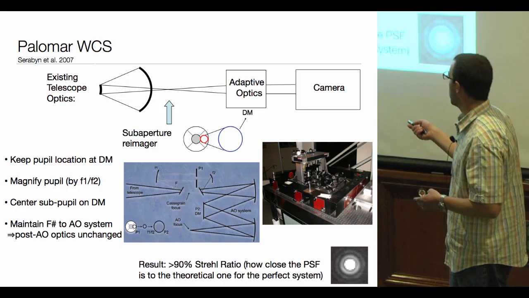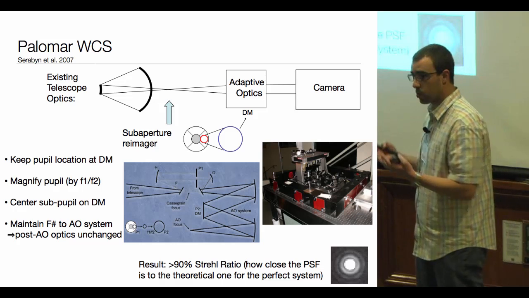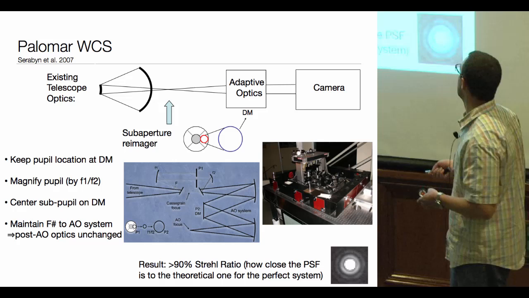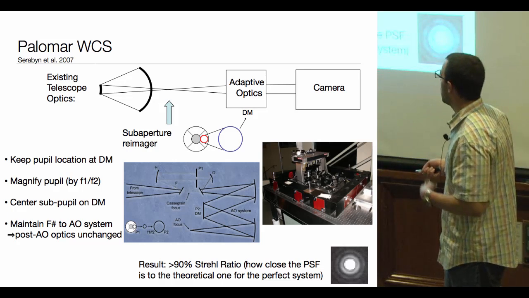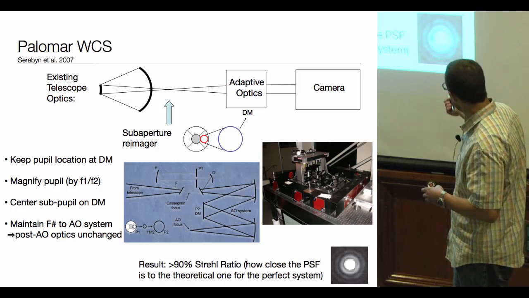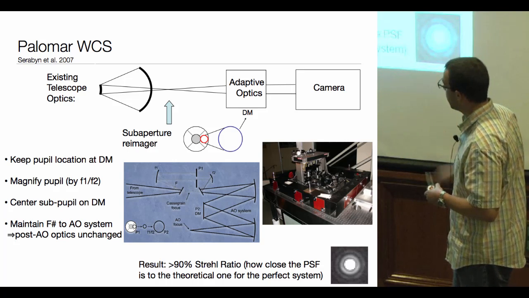So the result was a Strehl ratio, this metric that we use to characterize image quality and how close it is to being perfect, of 90% on typical bright stars, magnitude 5 in V. And so you see here, this is a sky image of the point spread function delivered by the system.